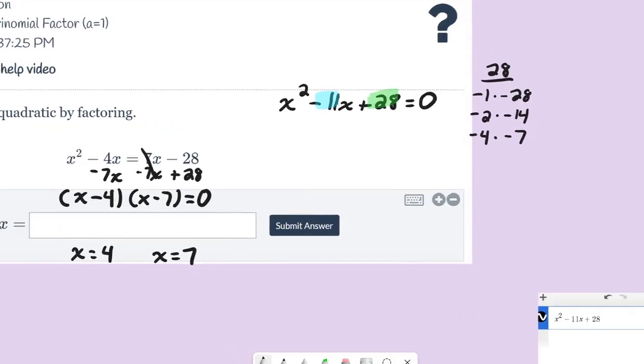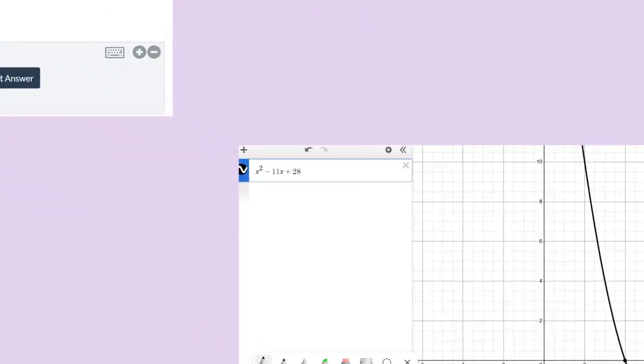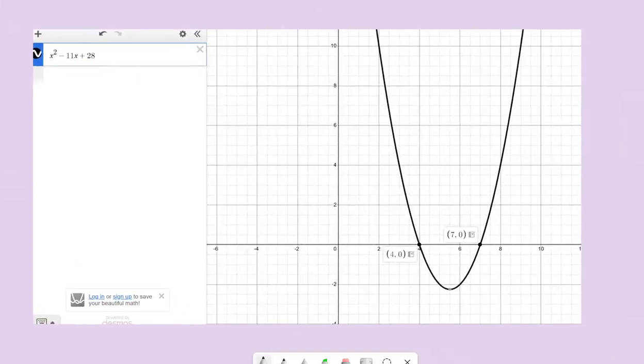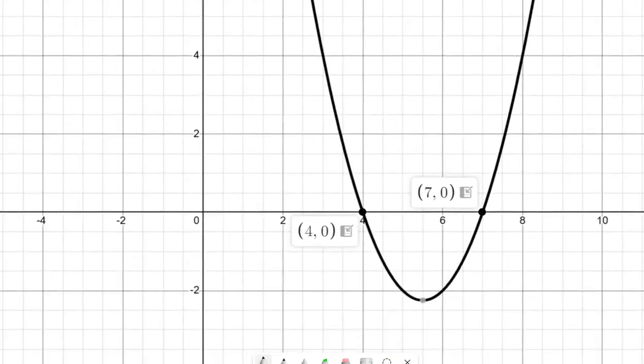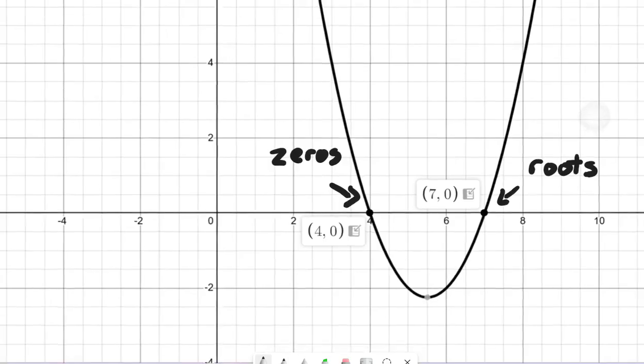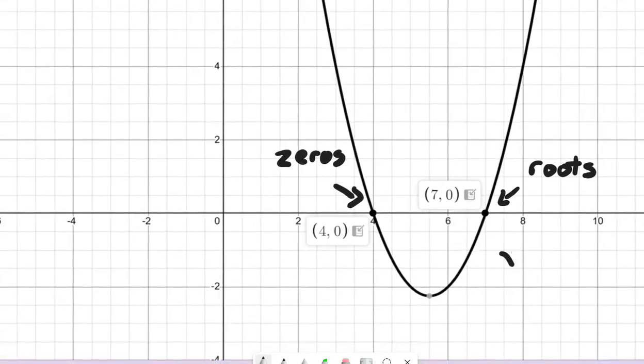Now, let's look at what this equation is. This is the same equation typed into Desmos, and let's look at the significance of that 4 and 7. You can see it right here. What we've done when we factor to solve a quadratic equation is we have found the x-intercepts. Okay, another word for these are roots. The roots of the equation, or the zeros of the quadratic equation. So there are different terms for these that were found. Also x-intercepts.